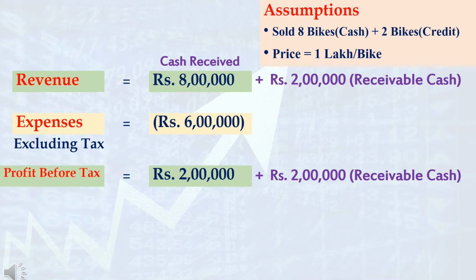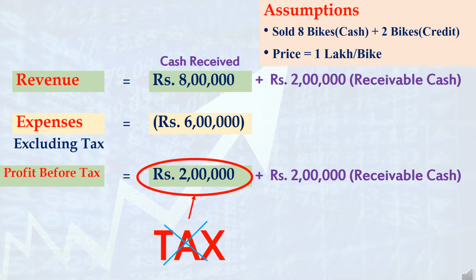Total expenses excluding tax for the company will not change. That is the same 6 lakh rupees. In hand, 8 lakh rupees is available. From that 8 lakh rupees, if I deduct 6 lakhs, I get 2 lakh rupees. These 2 lakhs will be the balance cash available with the company after deducting total expenses excluding tax. With the company, only 2 lakh rupees is available as cash in hand.